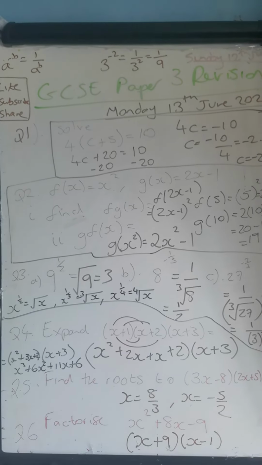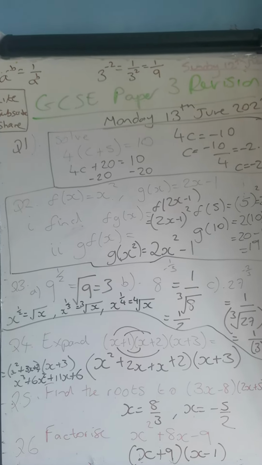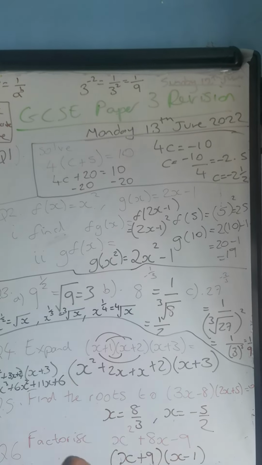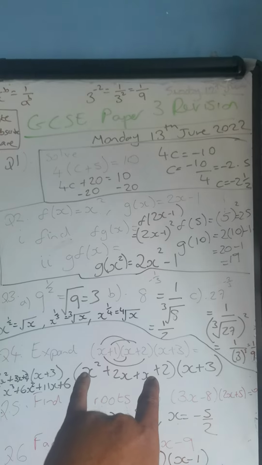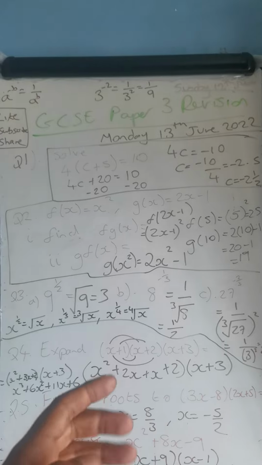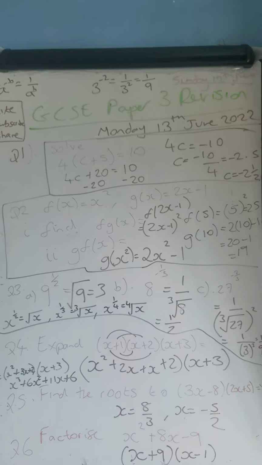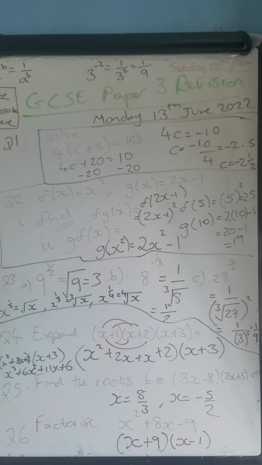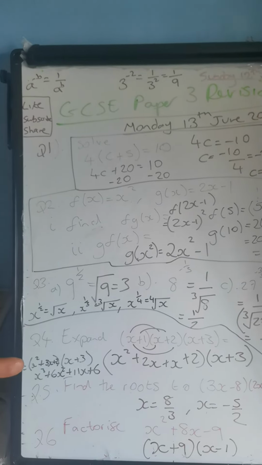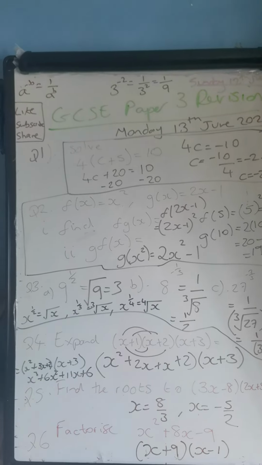Question number 4, expanding triple brackets. Expand x plus 1 times x plus 2 times x plus 3. You can multiply 2 of the brackets in either order. I chose to do x plus 1 times x plus 2 first. So expanding it, I get x squared plus 2x plus 1x plus 2. Collecting like terms in the first bracket, I get x squared plus 3x plus 2. I'm timesing that by x plus 3, so I get the answer of x cubed plus 6x squared plus 11x plus 6 when I simplify and collect my like terms.